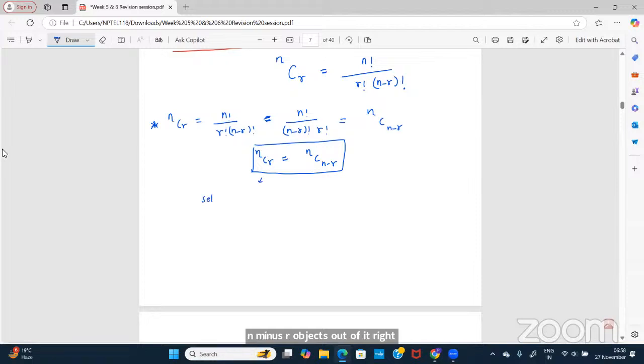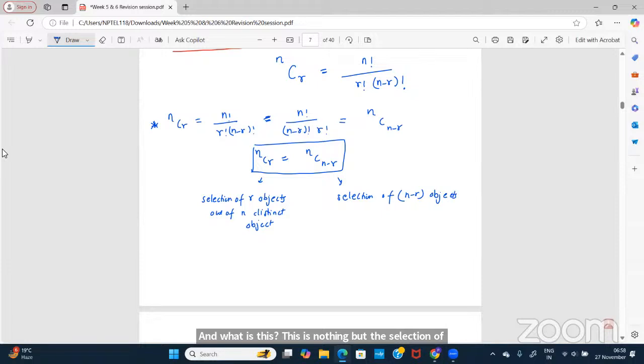What is this? Selection of r objects out of n distinct objects, right? And what is this? This is nothing but the selection of n minus r objects out of n objects. So they both will be the same, right? Yes or no? Yes, ma'am. You can see in the formula also.